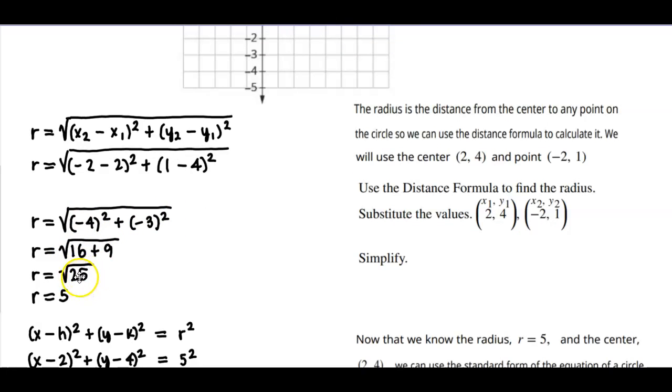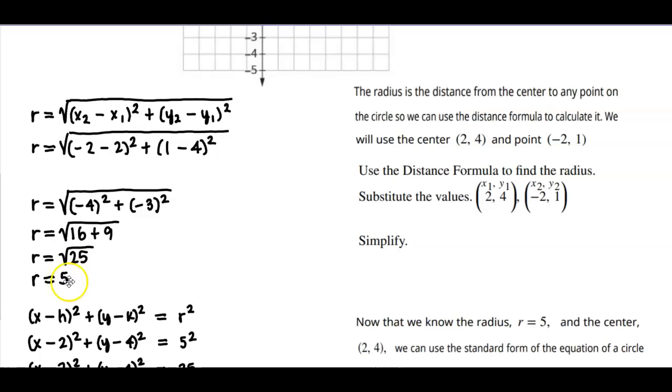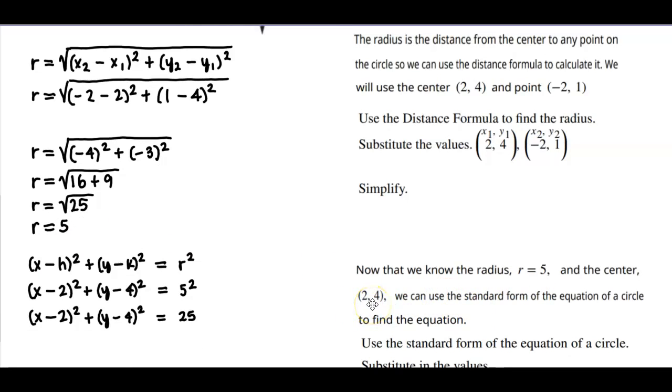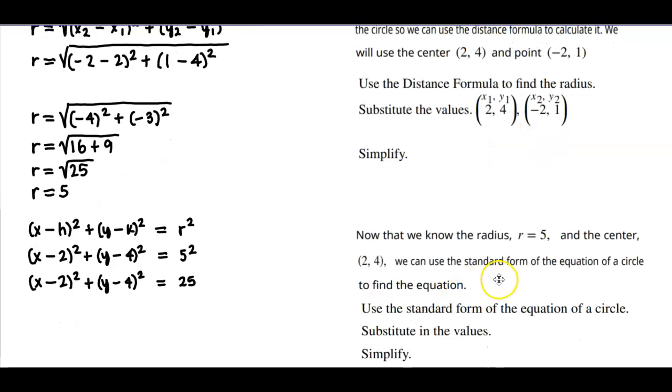Then we have to ask ourselves, what do we have to square to get 25? The answer is 5. So we've only gotten the first part of this question because what we've done is we found out what the radius is. And now that we know that the radius is 5, and we know that the center of the circle is (2, 4), we can then use the standard form of the equation of the circle to find the equation.